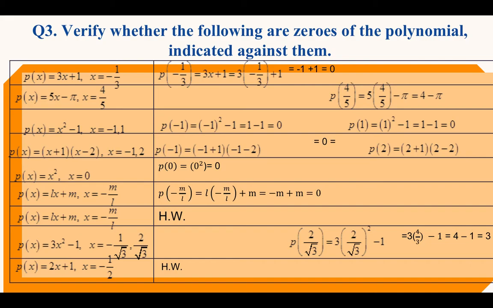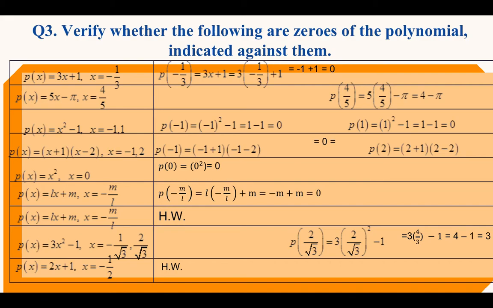Now we come to P(x) is equal to 3x square minus 1 at x is equal to minus 1 by root 3 and 2 by root 3. These are the two values at which we have to check. So let's check it at x is equal to 2 by root 3. 1 by root 3 is homework for you all.